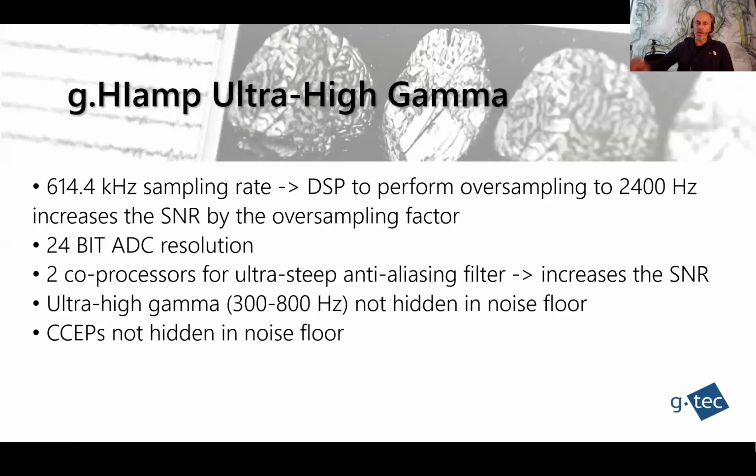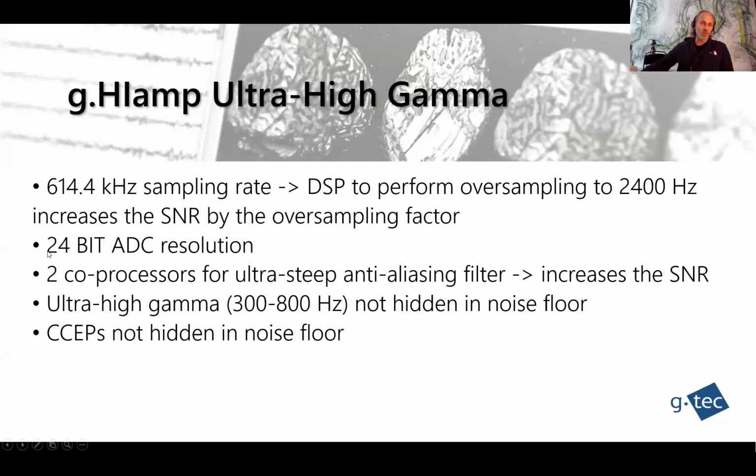So we can get rid of noise with these oversampling techniques very nicely. That's the reason why we can record all the way to 1 kilohertz and we can still see the ECoG signal. Otherwise, it would just be hidden in the amplifier noise.